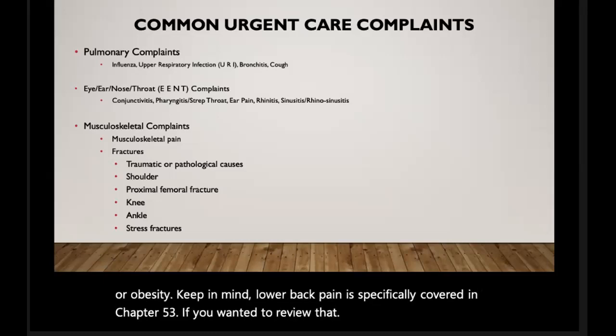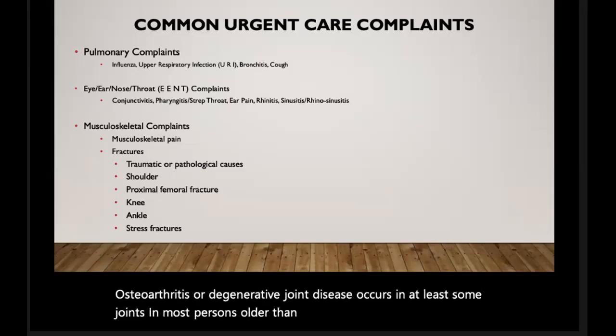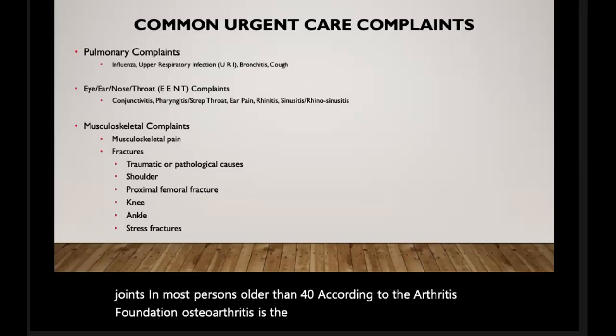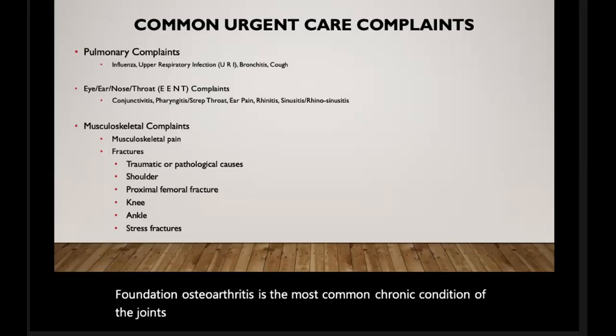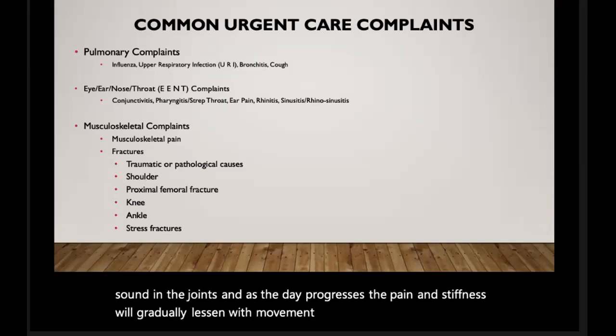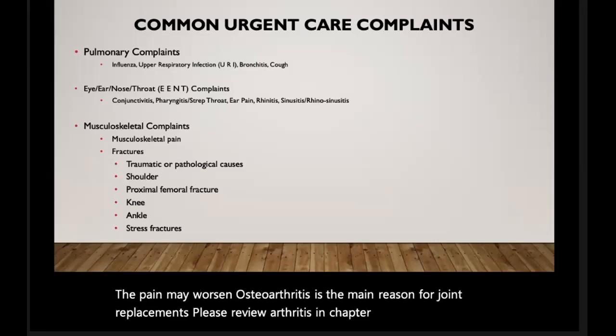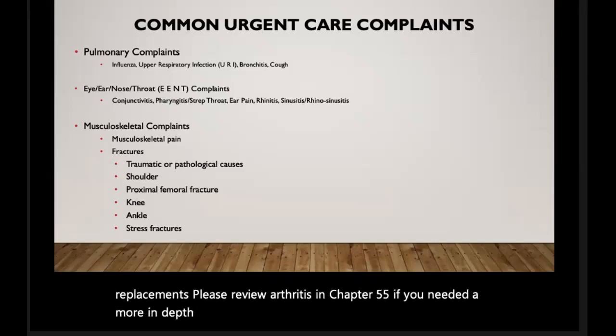Osteoarthritis, or degenerative joint disease, occurs in at least some joints in most persons older than 40. According to the Arthritis Foundation, osteoarthritis is the most common chronic condition of the joints, affecting approximately 27 million Americans. A person with osteoarthritis will typically awaken with stiffness and a cracking sound in the joints, and as the day progresses, the pain and stiffness will gradually lessen with movement. There may be mild swelling, and toward the end of the day, the pain may worsen. Osteoarthritis is the main reason for joint replacements. Please review arthritis in Chapter 55 if you need more in-depth information about that.